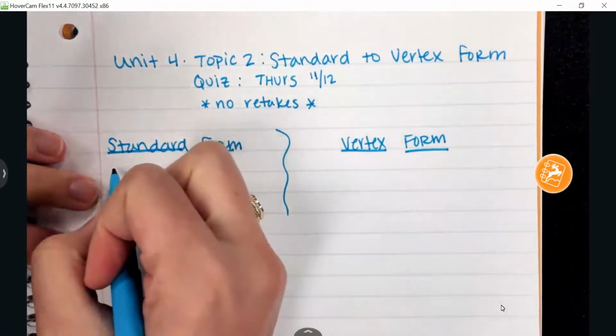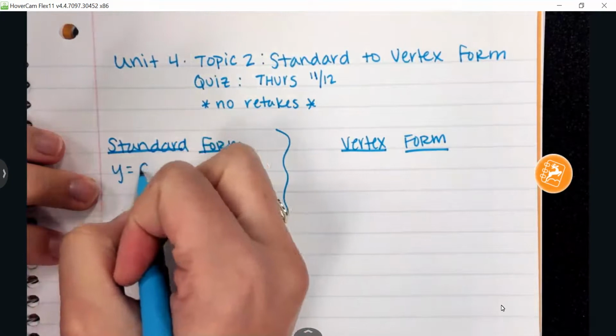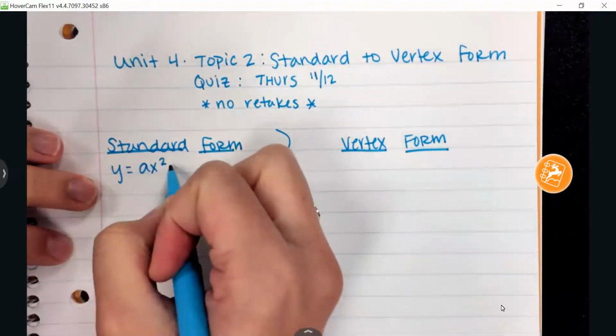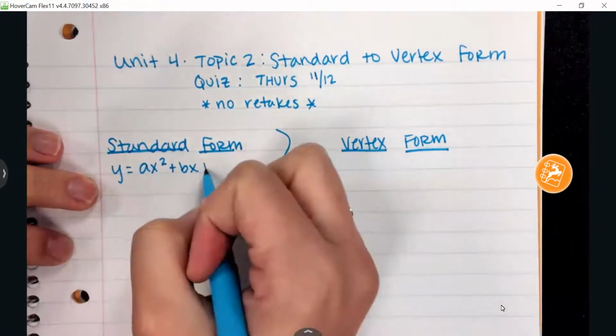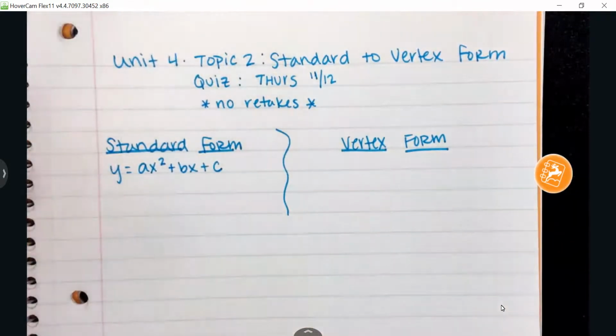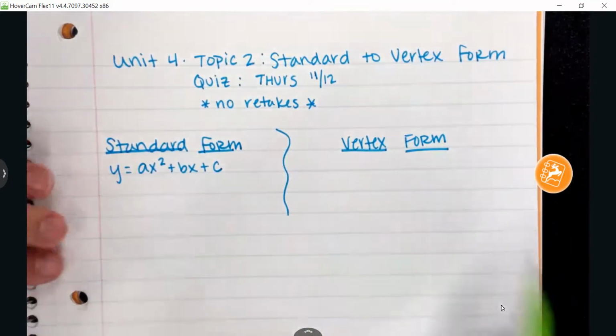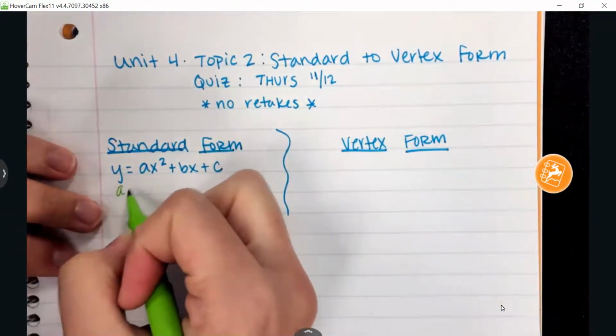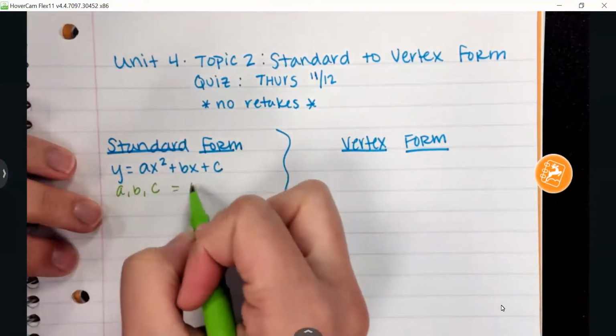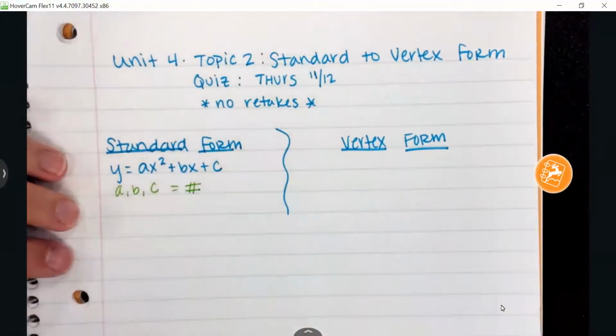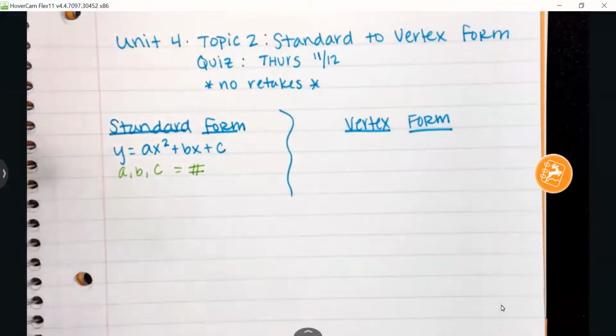Standard form is the equation y equals ax squared plus bx plus c. It has to be in a specific order, okay? A, B, and C are just numbers. That's what A, B, and C stand for. They're just numbers.